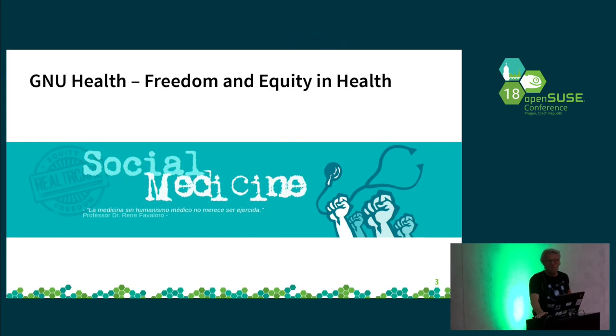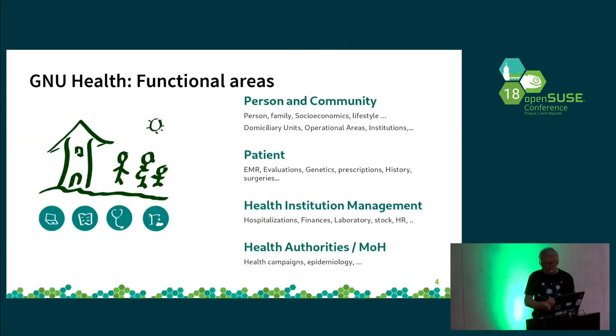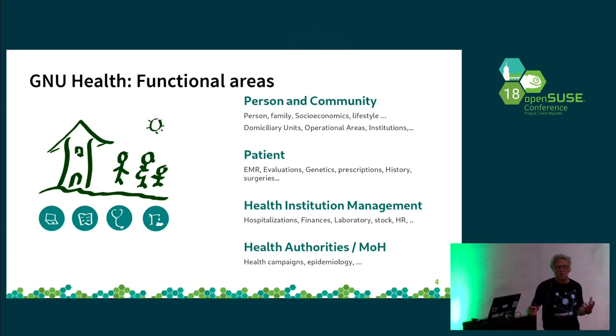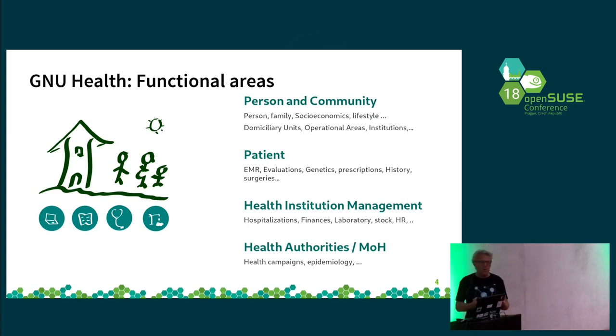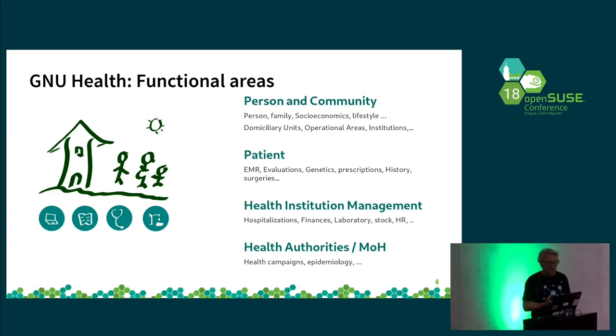We'll have another talk after this one that deals a little bit more with the details of GNU Health, so I don't want to jump too much into that, but I want to give you at least an overview about the functional areas. So when I'm saying it deals with the social aspect, that means in GNU Health we're looking at an individual not only when it becomes a patient, but we're looking at him already before that. So the individual itself in its social environment, in the neighborhood, this is addressed with the personal and community parts of GNU Health.